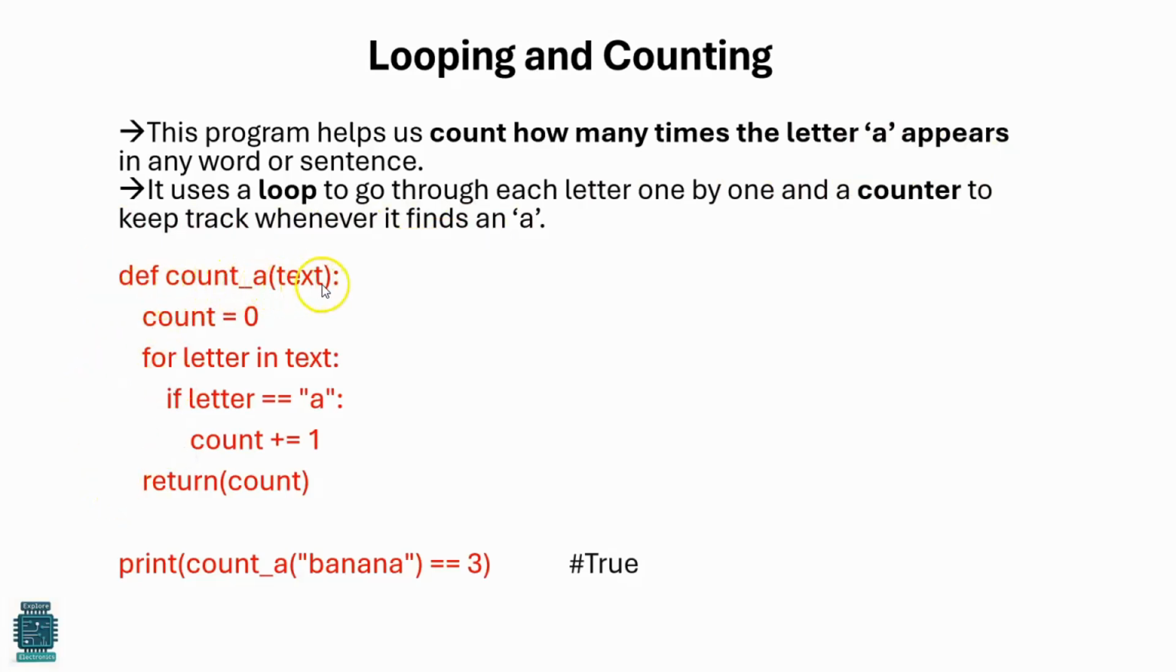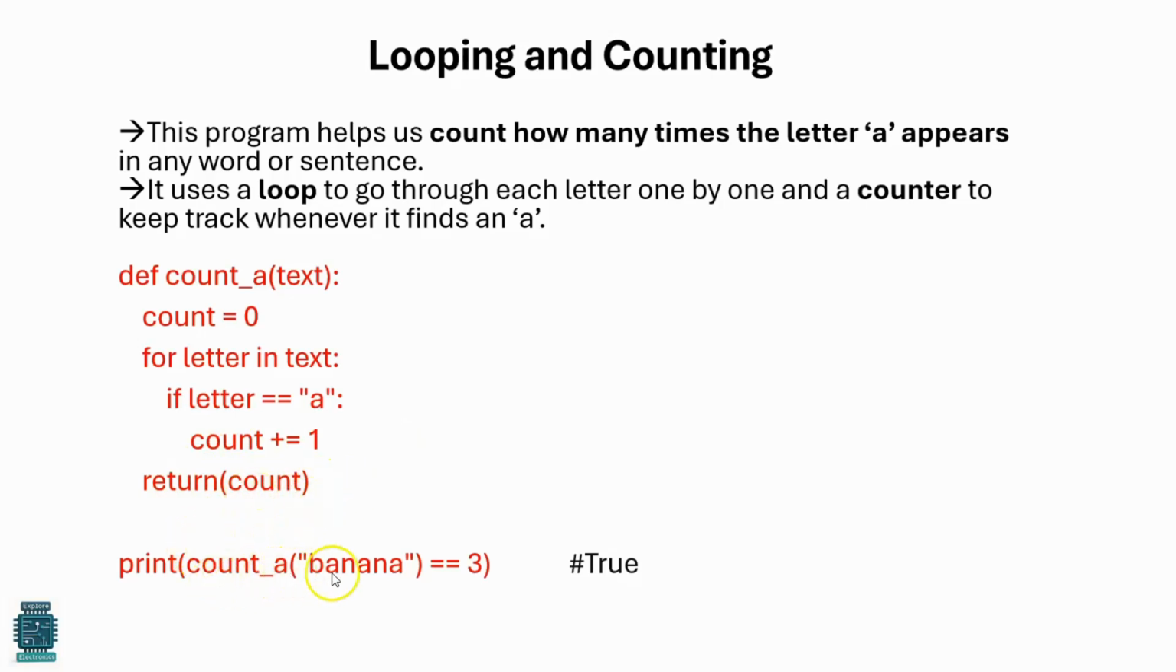Define count_a(text). Here it defines a function to count A in a string. And count = 0 means it starts the counter at 0. For letter in text means it goes to each character in the string. If letter == 'a', it checks if the character is A. count += 1 means it adds 1 to the counter if it is A. Return count means it gives back the total count.